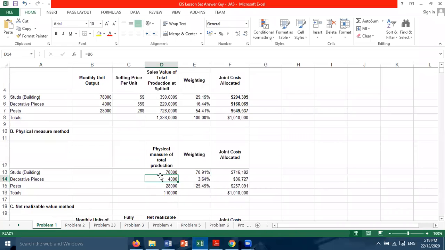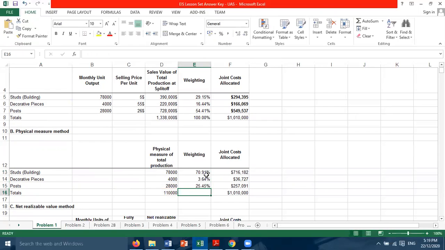Here we already get the monthly unit outputs or the monthly units. So all we need to do is find the weighting for each product based on the monthly units output. In this case, let's say studs has a total of 78,000. And then we just need to divide it by the total units produced from all three products, which is 110,000. And we will find the weighting for the studs. And we repeat the same process for decorative pieces and posts as well.